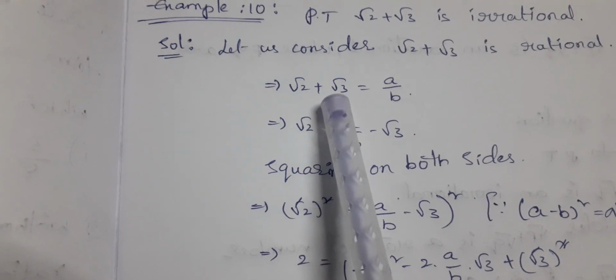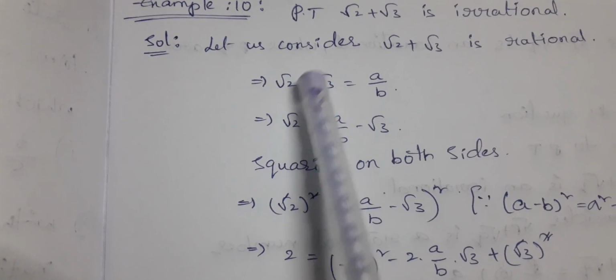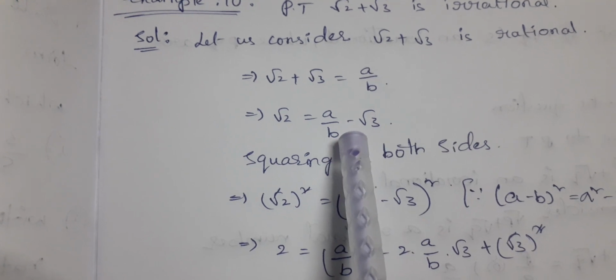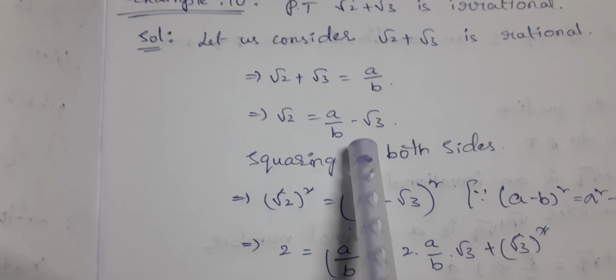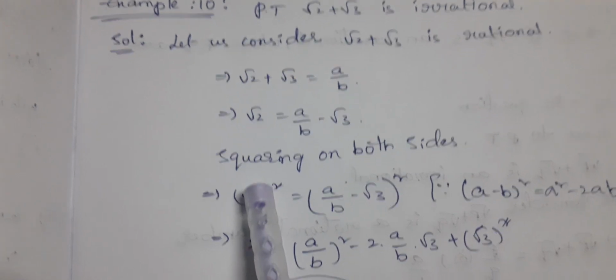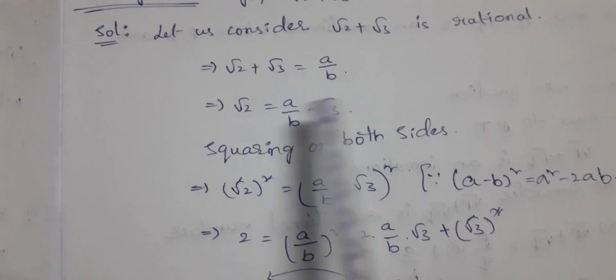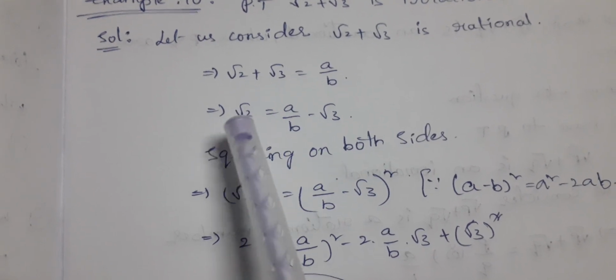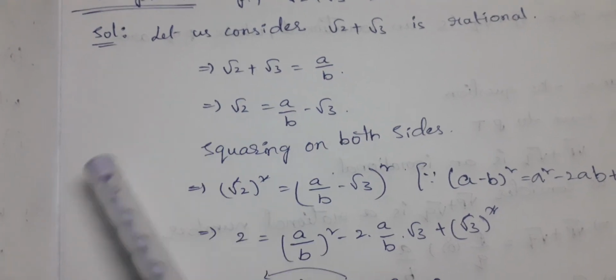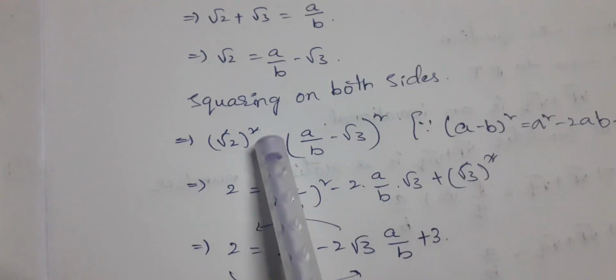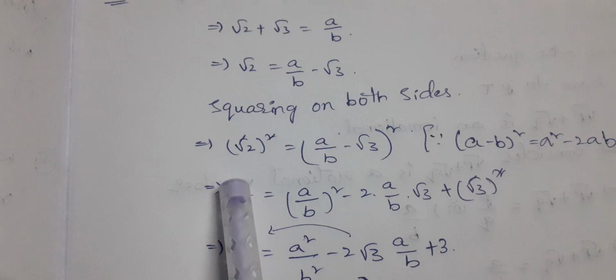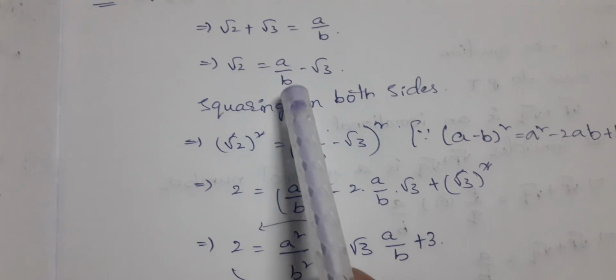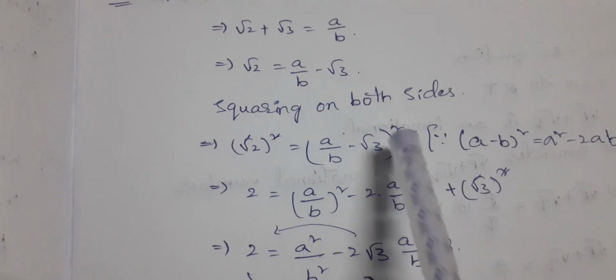Okay, so root 3, here it is plus, after transposing it becomes minus. Root 2 is equal to a by b minus root 3. I'm taking squaring on both sides. Remember, if we want to square, we have to do it on both sides, LHS and RHS. That's why squaring on both sides. So root 2 whole square is equal to a by b minus root 3 whole square.